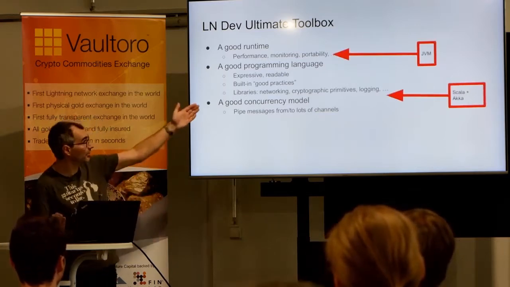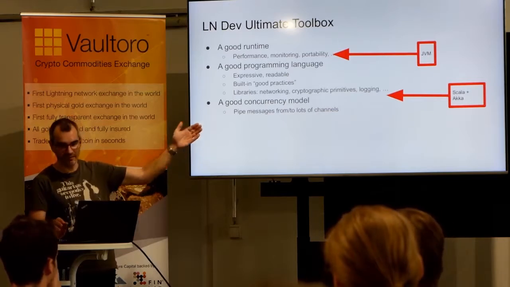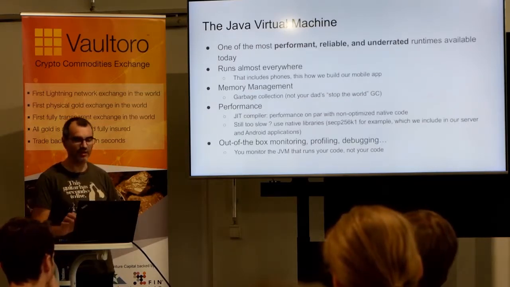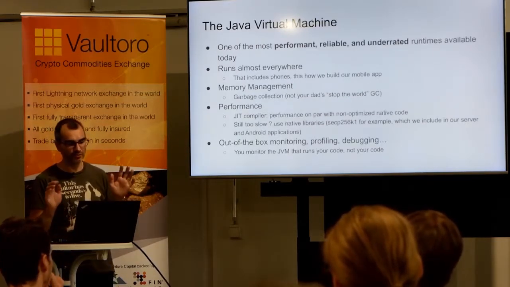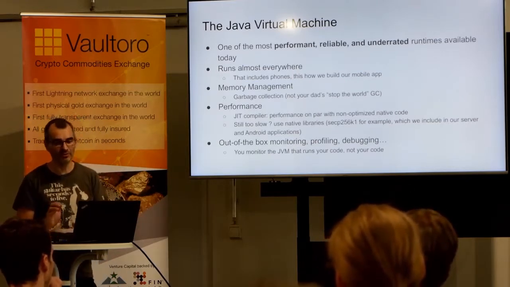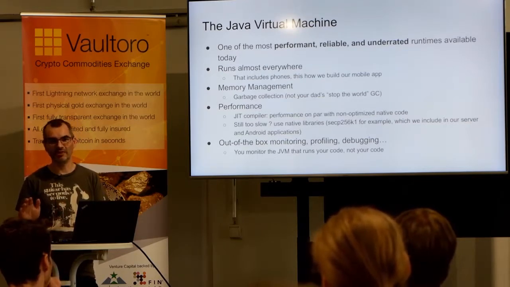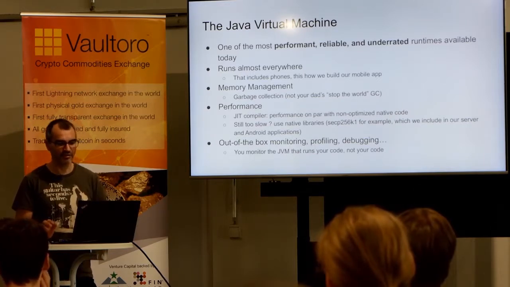And for that, we chose the JVM and Scala and Akka. So the JVM, today, we believe that it's one of the most performant, reliable, and underrated runtimes you can think of. Nobody likes the JVM because nobody likes Java, but it's really awesome. It runs almost everywhere, including phones.